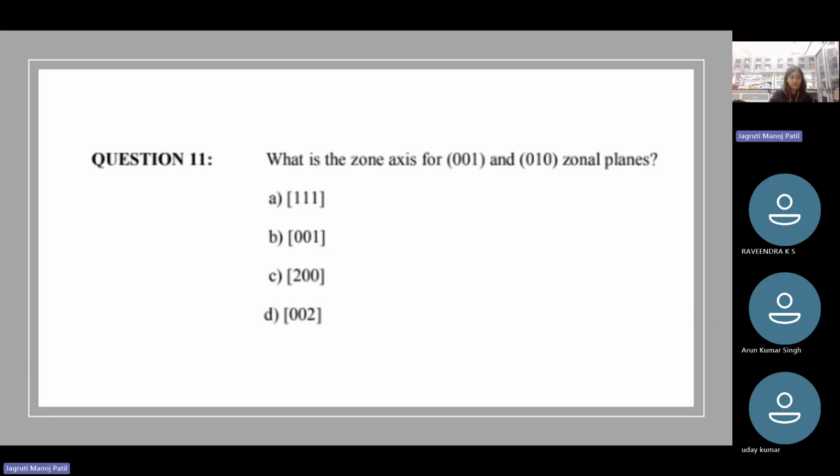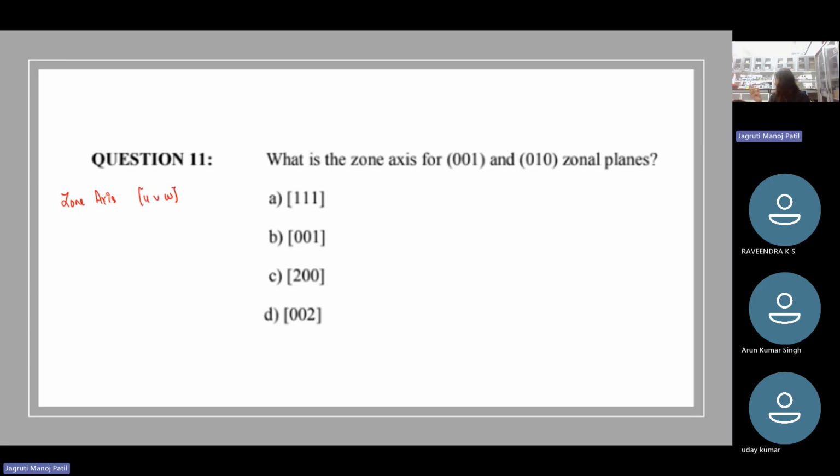Okay, so this is something to calculate. I guess we have not looked into it, but it's based on basic geometry. We wanted to calculate what the zone axis is for the 0, 0, 1 and 0, 1, 0 planes. If you know what a zone plane is and how it goes, we'll see it. First we just define a zone axis. How do you define a zone axis? You define it by U, V, and W.